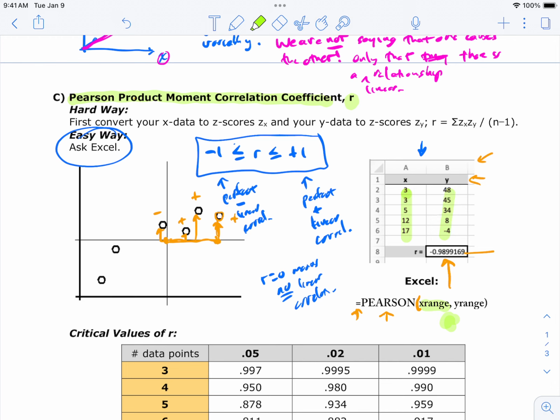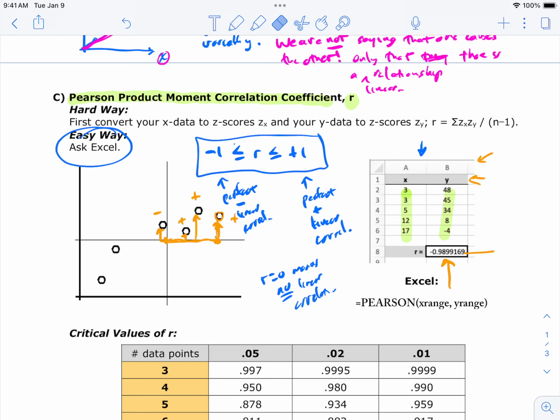Anyway, and then you'll have your Y range. And then you might be able to just hit equals, or you might have to hit the closing parentheses. I don't know. So when you do that, boom, you should get that R value right there. Cool. That's how you calculate the R. So it's just run to Excel and put some numbers in and ask. That's all it is. So we might as well use the Excel. We've all got Excel, right?